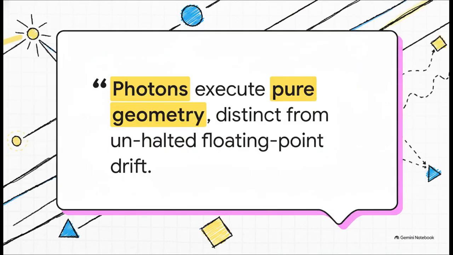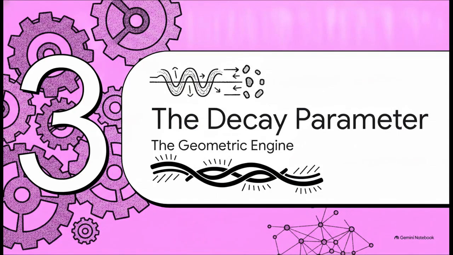Which brings us to this really powerful quote from the paper. Photons in a uniform vacuum travel along straight lines precisely because light obeys Fermat's principle of least time, executing pure geometry, distinct from unhalted floating point drift. Because photons are massless, they act as invariant constants. They don't need to take the curved physical path because they inherently exist at the infinite flattened limit of that geometry.